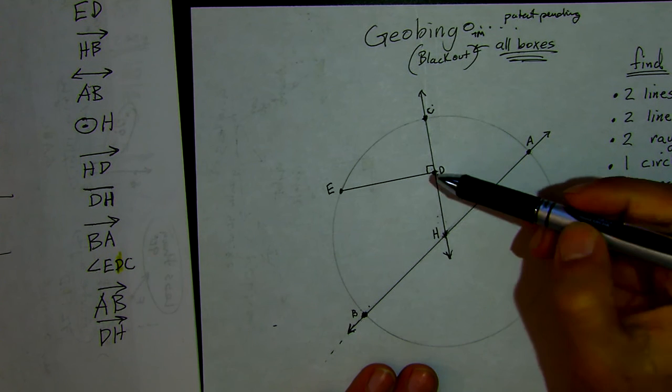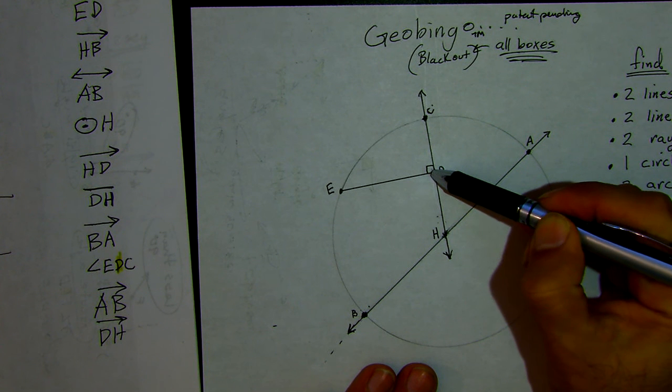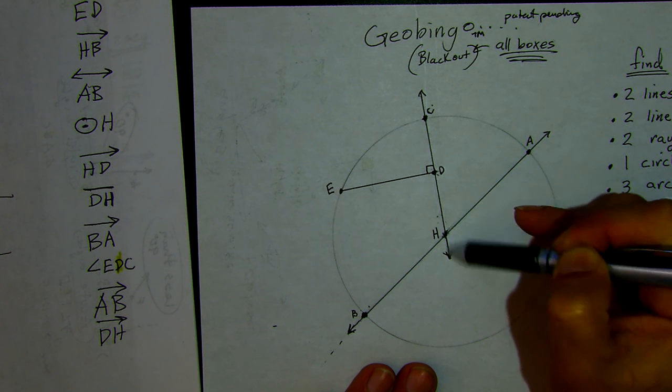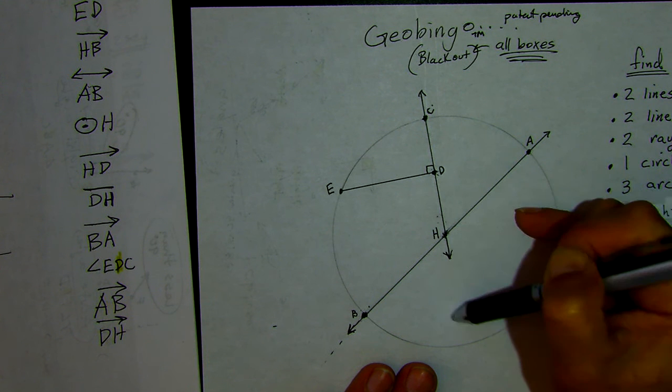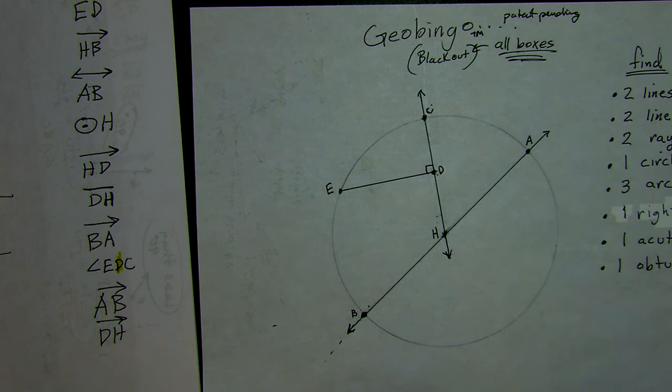All right, let's see what that was. Ray DH. D is the endpoint. Goes through H. Keeps going. Okay, maybe I'll get the line segment next. Let's see. All right, DH.